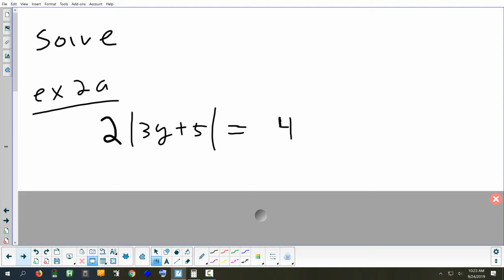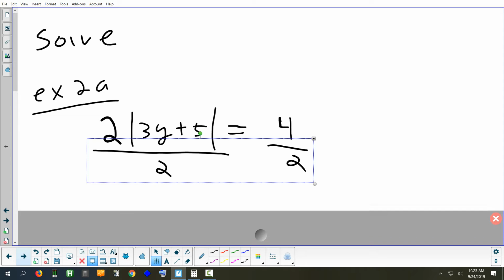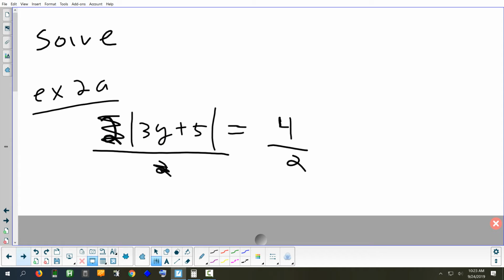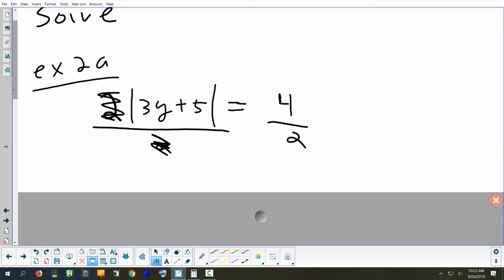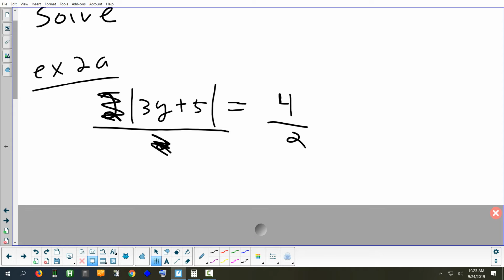So how am I going to get rid of that 2? Divide. What do you divide by? You divide by that number, 2. And what happens when you do 2 divided by 2? It cancels out. Gone. Now, on the left, it's exactly what you want. Absolute value of 3y plus 5 equals 2. Now it's just like the other examples. Now we'll solve it from there.